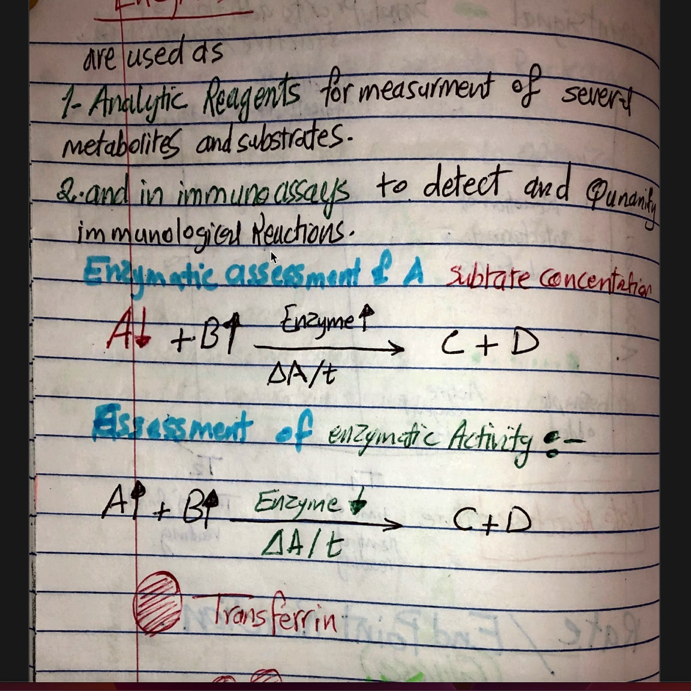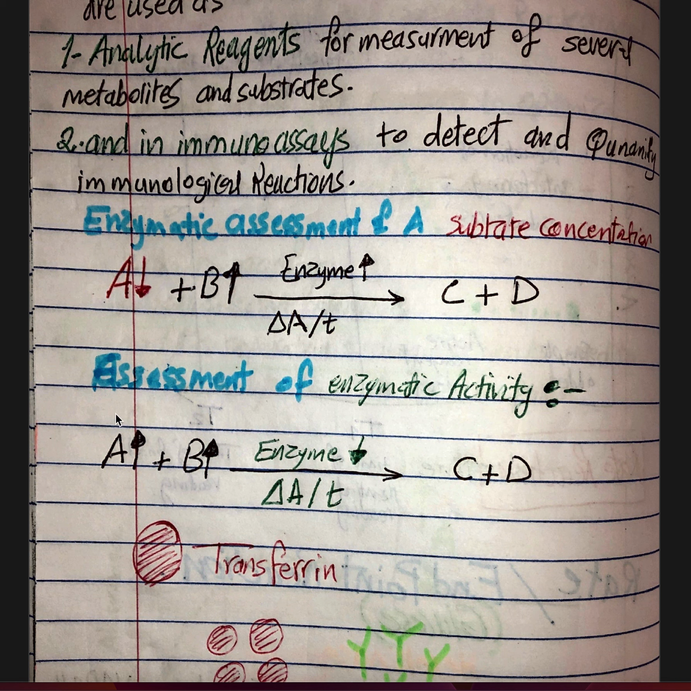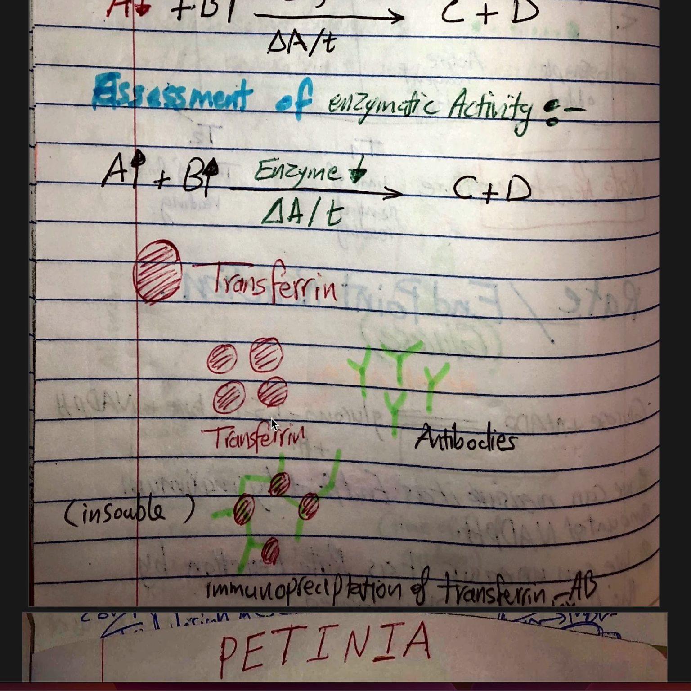So, for the enzymatic assessment, for example, A is a substrate, B is a substrate also, but we use the enzyme, which leads to the formation of C and D. So we can assess the enzyme. In the example here, the enzymatic assessment of A means its substrate concentration, and sometimes we just assess the enzyme itself.